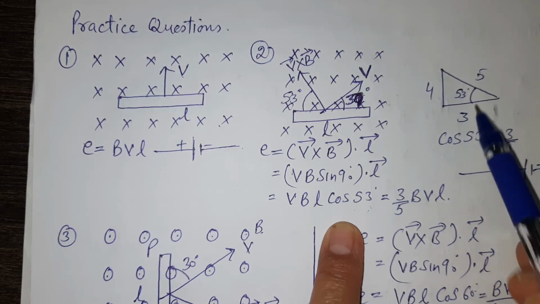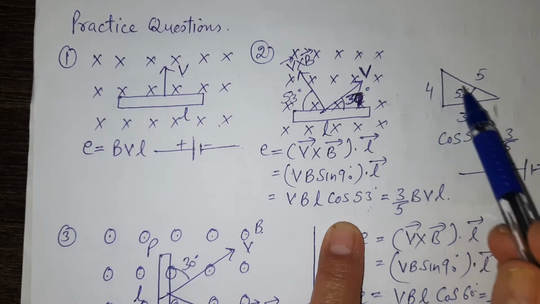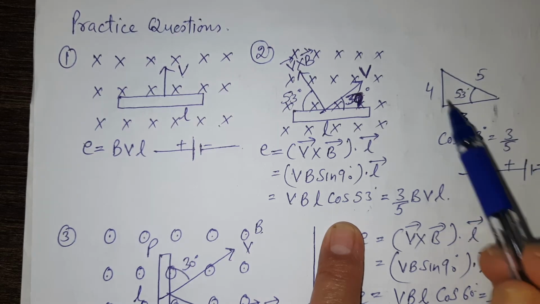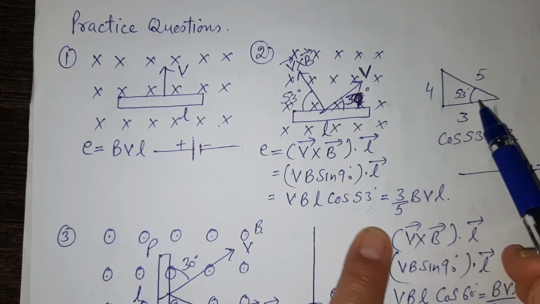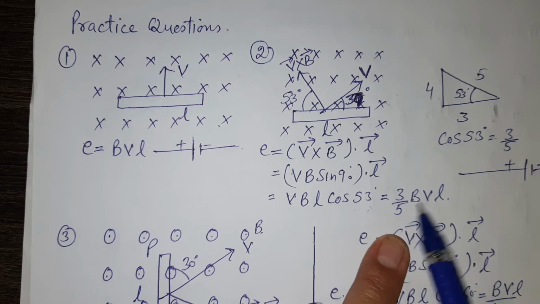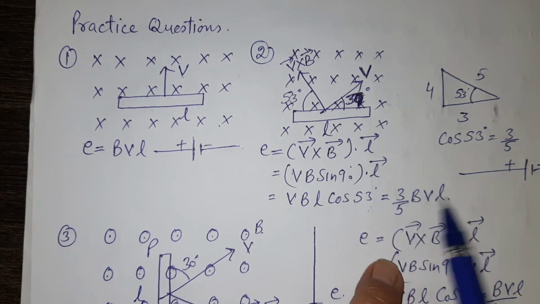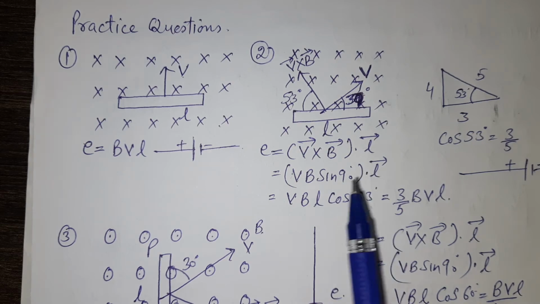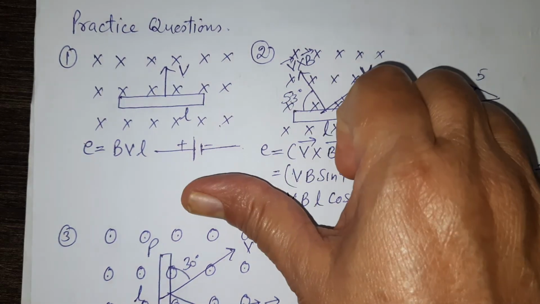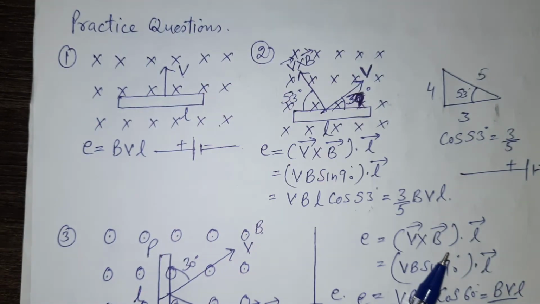If its value is not given, it is very simple to find. This is 3, 4, 5, so cos will be 3 by 5. So 3 by 5 BVL. Which side will be positive, we want to find? Again V cross B is here, so the positive side will be here.